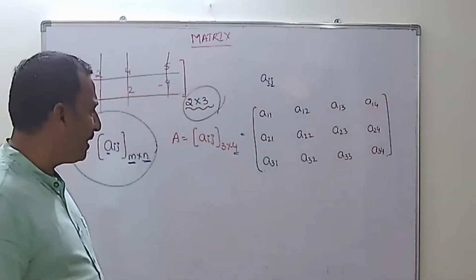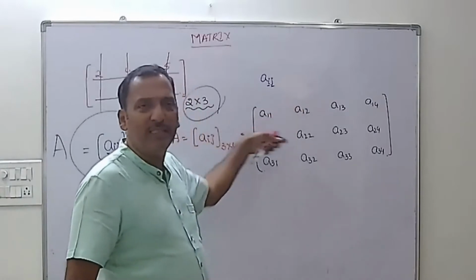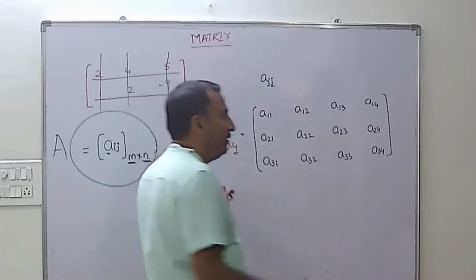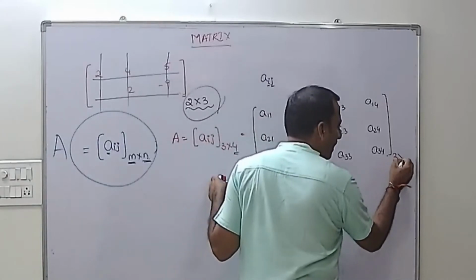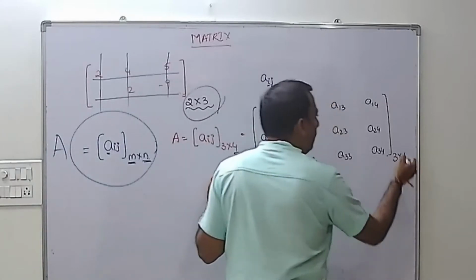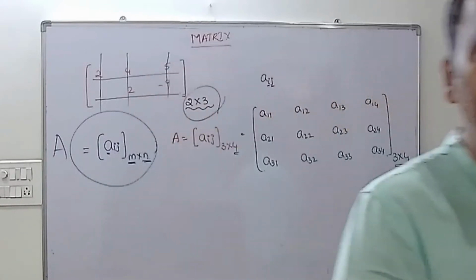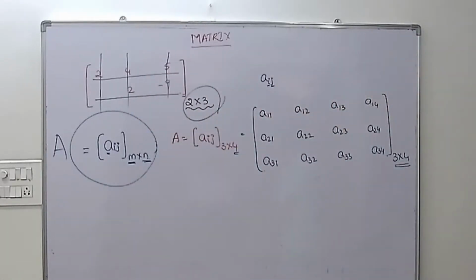This is the matrix. How many rows does it have? 3 rows. How many columns? 4 columns. Therefore, the order is written as 3/4. In total, how many elements are there in the matrix? 3 into 4, 12 elements.